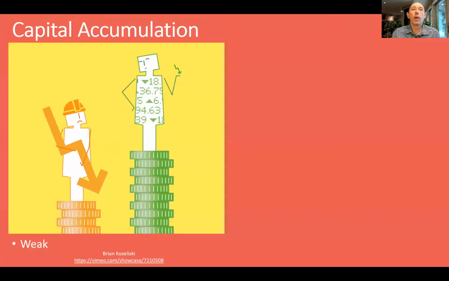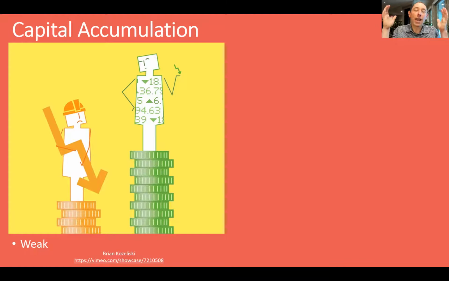So now, of course, the question is why? What is going on here? Let me just throw a couple of things out there in terms of what might be causing this. We can start with capital accumulation. Companies just are not spending or investing money to get better, right? That's just what's going on.